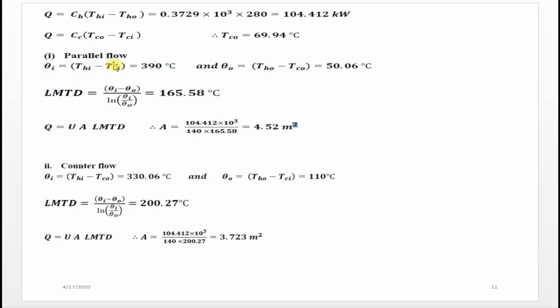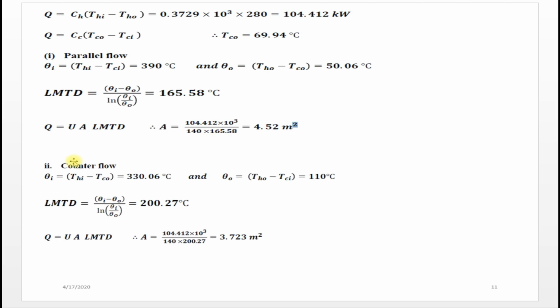Now coming to the parallel flow heat exchanger arrangement, what is the LMTD? LMTD is equal to delta T2 minus delta T1 divided by ln of delta T2 divided by delta T1. Here instead of delta T they have used theta. No need to worry about the notation. Find the LMTD temperature using the same principle. 165.58 degrees Celsius you will get if you substitute all the temperature values for the parallel flow arrangement. Then finally, Q is equal to UA LMTD. From that find out the surface area. It's very similar to the last problem.